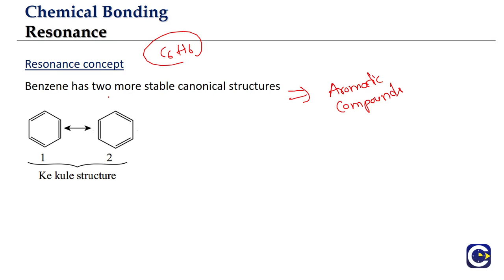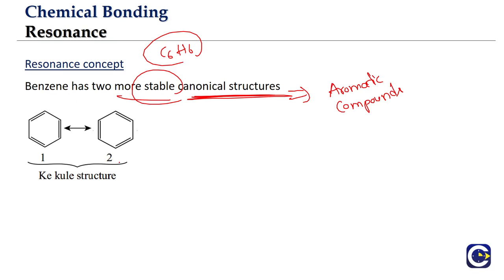Aromatic compounds. We'll study them in detail in organic chemistry, but here benzene, with the formula C6H6, can be given by these 2 more stable canonical structures. Here I'm using the word stable, and we'll talk about it a little while later. So if you talk about the canonical structures, here they are giving us 2 canonical structures. What is the difference between the 2?